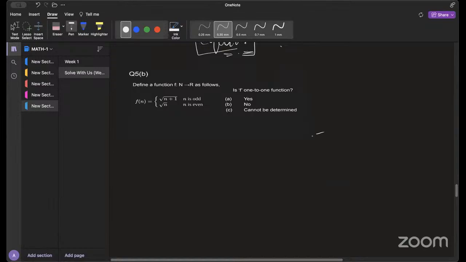Give this question a try. Next one, fifth one. And drop your answers in the chat box. Also check for onto-ness in this question. Check for surjectivity too.